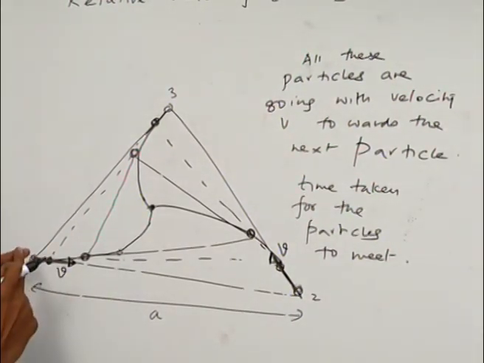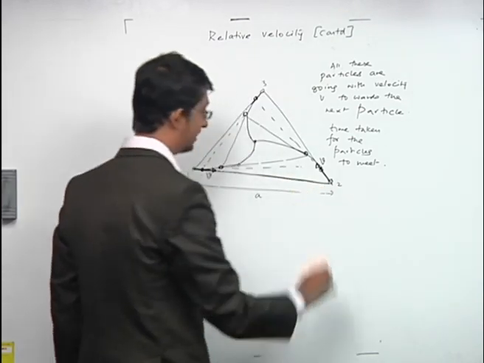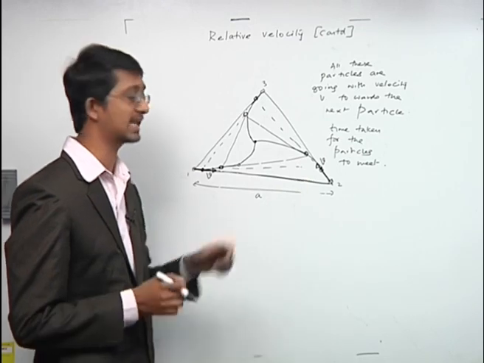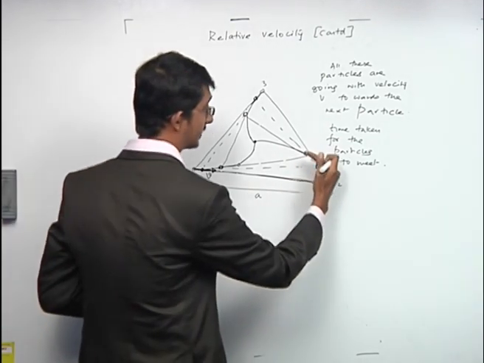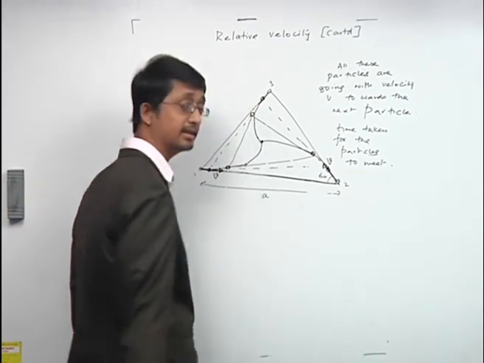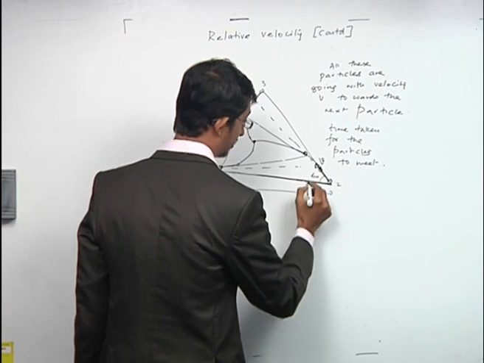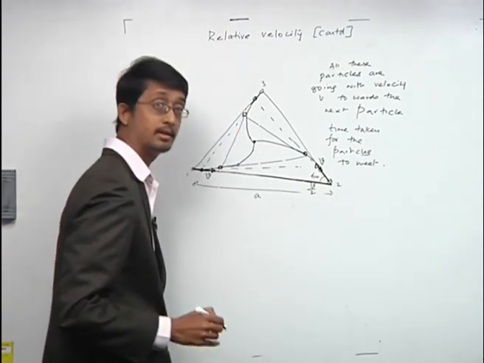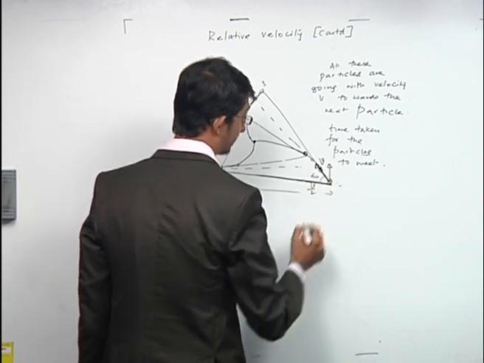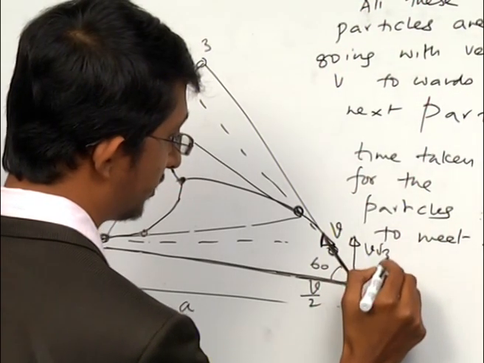Let us join 1 and 2 by a line. This is the line. I am joining 1 and 2 by a line. Let's see what is the velocity of 2 along this line. The component of velocity of 2 along this direction. This angle is 60 because it's an equilateral triangle. So the component of v along this direction is v cos 60, which is v by 2. And the component of v perpendicular to that line is v sin 60. So I can say it is v root 3 by 2.